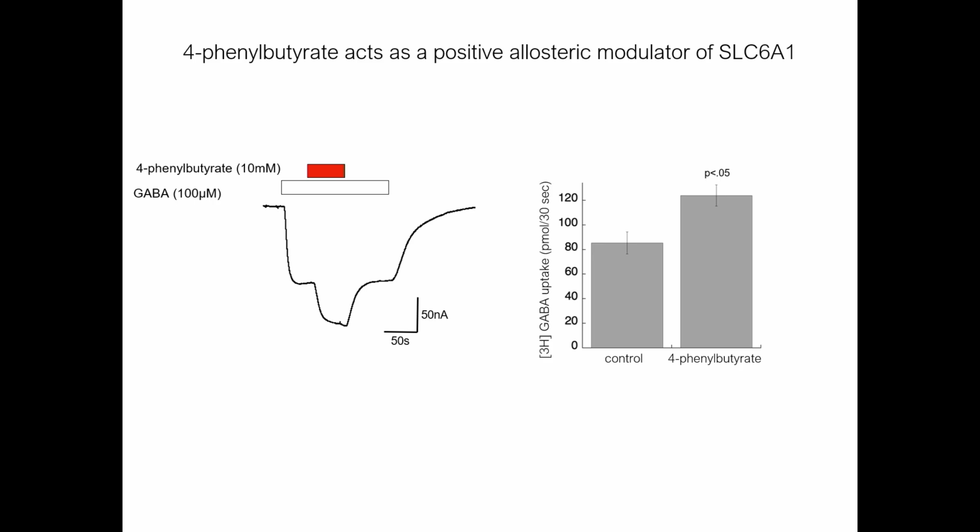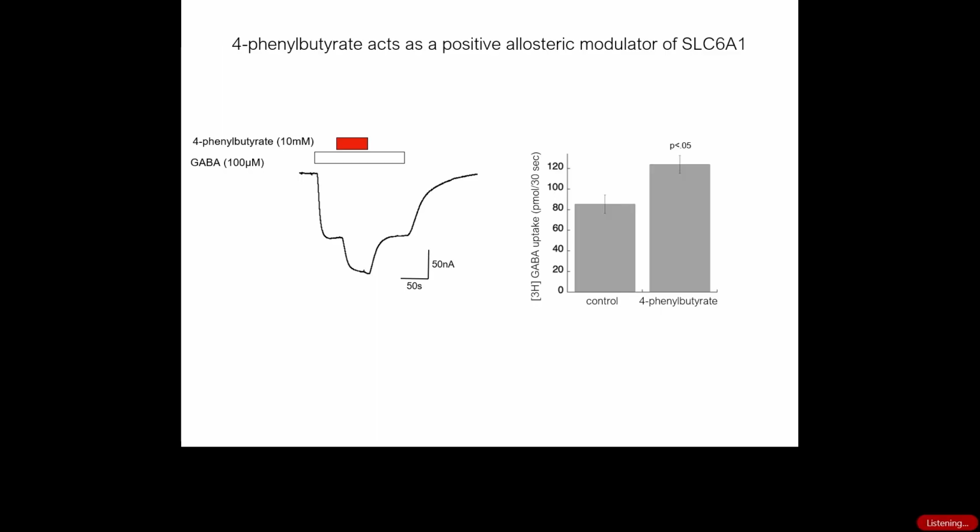But now when we add phenylbutyrate to the mix, you can see that there's a further increase in the current. And that occurs rapidly, and it washes out rapidly. And the current returns to baseline when we wash out GABA. And this change in current also corresponds with a change in uptake of radio-labeled GABA in cells.